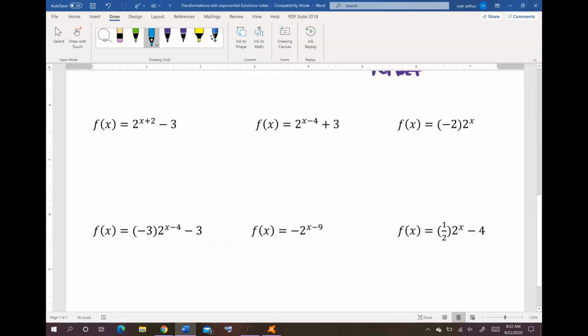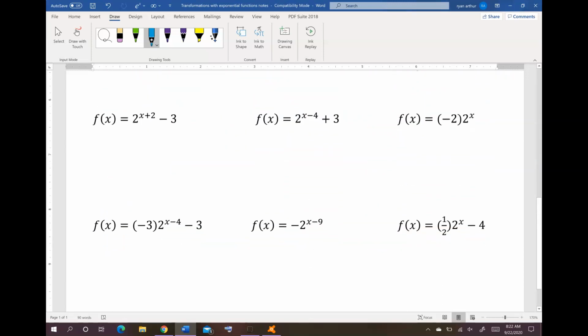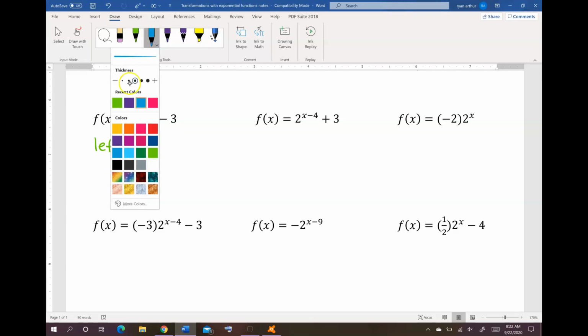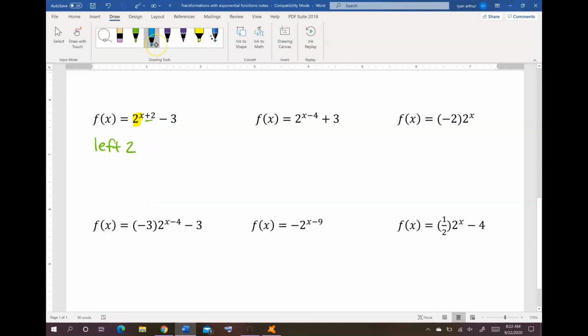So next row, here we go. Our parent function is 2 to the x. So I have a plus 2 up top. That's my h value, and when your h is positive, you go left. So that's going to mean left 2. Then I've got a minus 3 at the end, and that minus 3 means I went down 3.